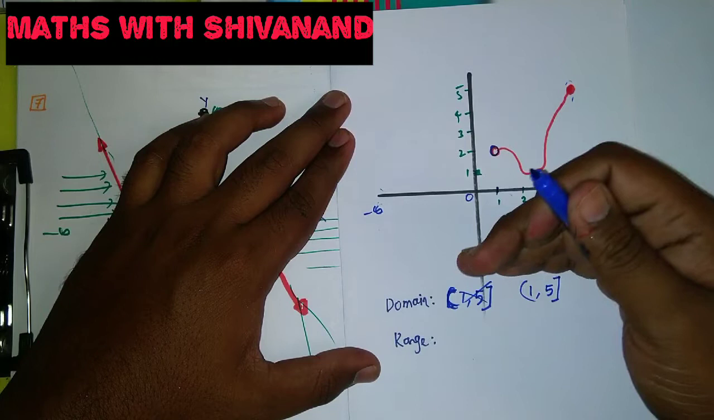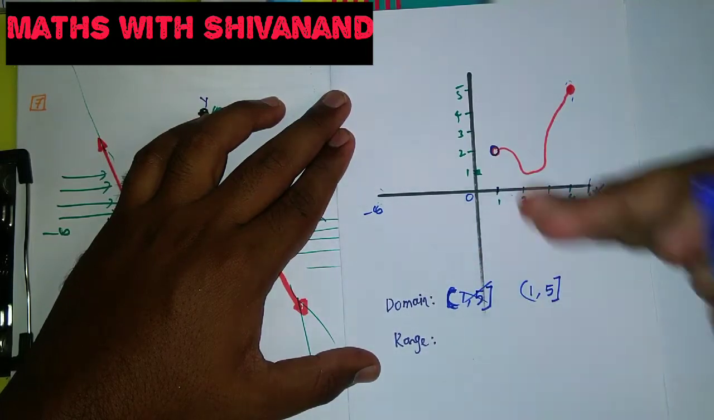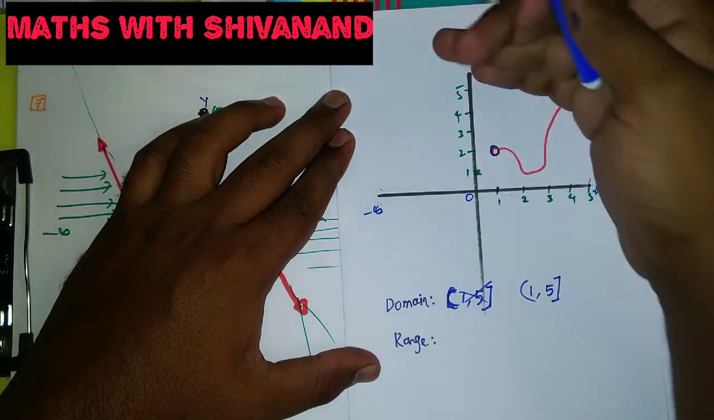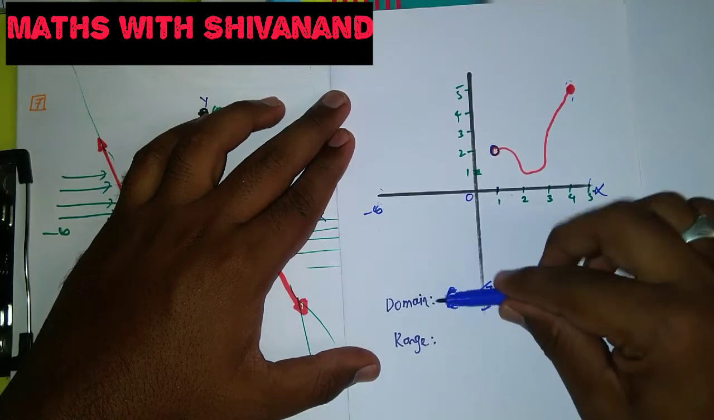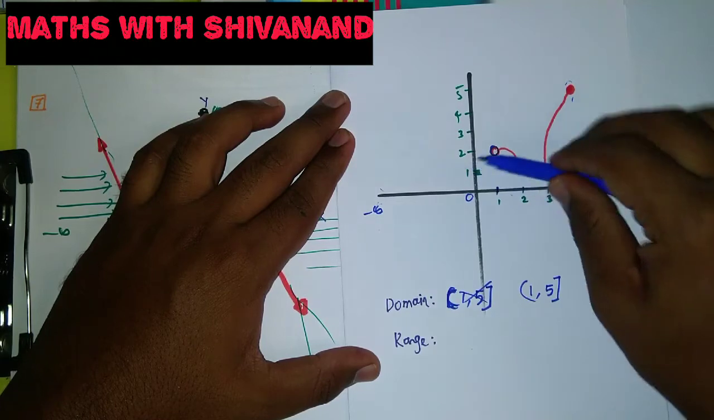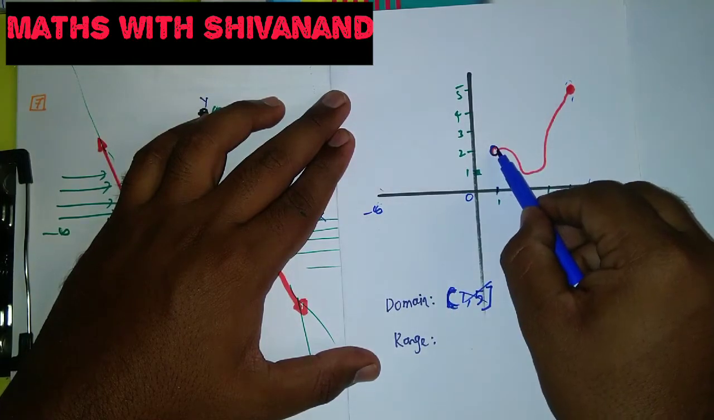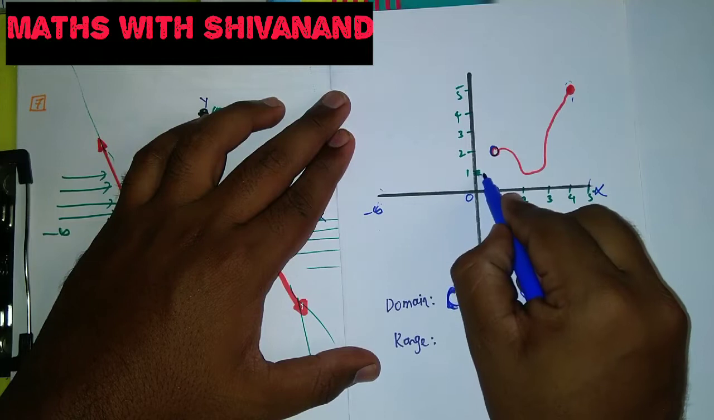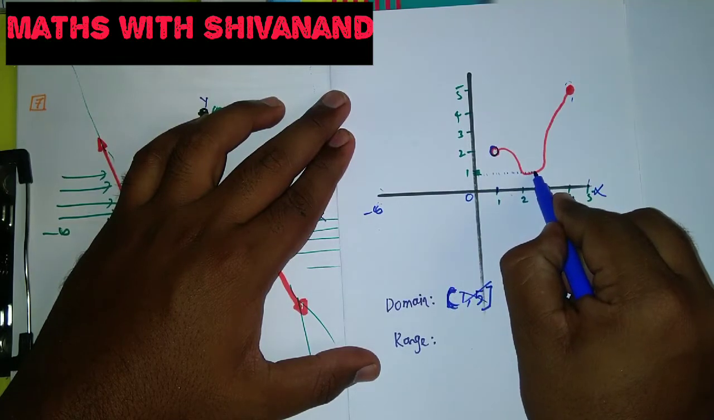Range. For the range, check the value of the graph from top to bottom. Check along the y-axis here, the lowest value. So don't say it's from -2 to 5. Check with the lowest point here. The lowest point of the graph is what here? 1, the value of 1.